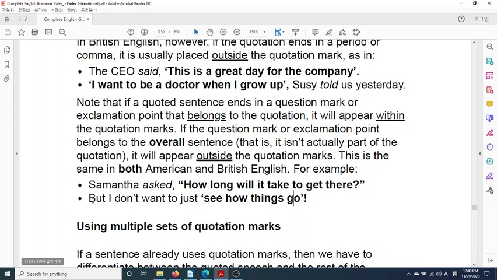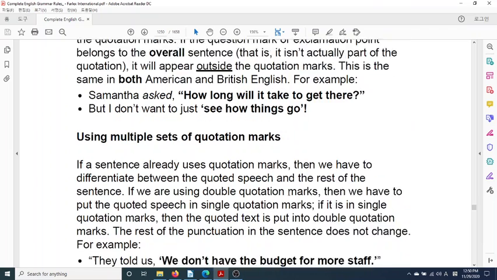But here, I don't want to just see how things go. This exclamation mark is not part of the quotation, so it goes on the outside for British English. But for American English, it would go inside. Always inside for American English.